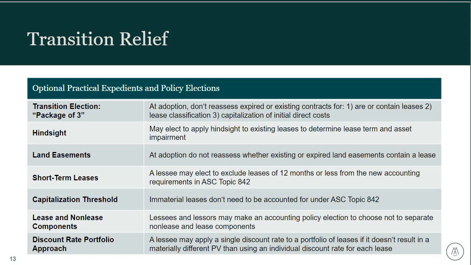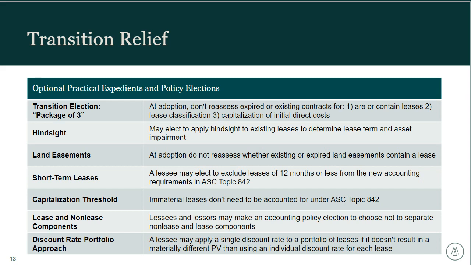This hindsight expedient is interesting in that you can elect to apply hindsight to the existing leases upon adoption, upon implementation, to assess, to know what you did with the lease term and impairment. So if you know you elected termination or renewal options in prior periods, you can elect that hindsight to include that in your accounting treatment, in your assessment going forward on adoption. So that one can be very beneficial in certain situations, but is not as often elected as others.